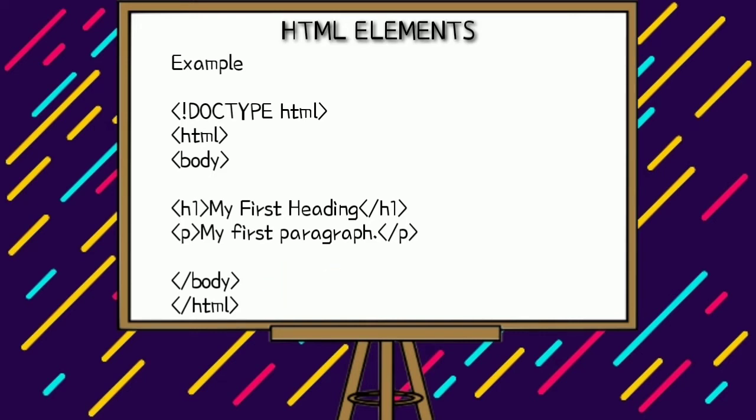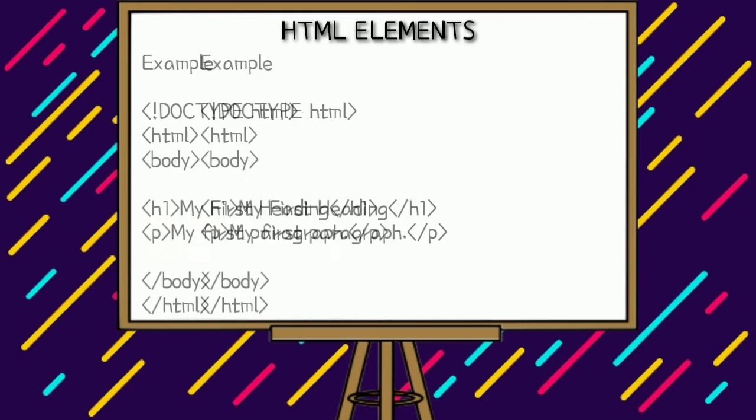Then inside the body element, there are 2 other elements, which are a heading element and a paragraph element. The heading element defines a heading. It has a start tag and an end tag. The paragraph element defines a paragraph. It has a start tag and an end tag.